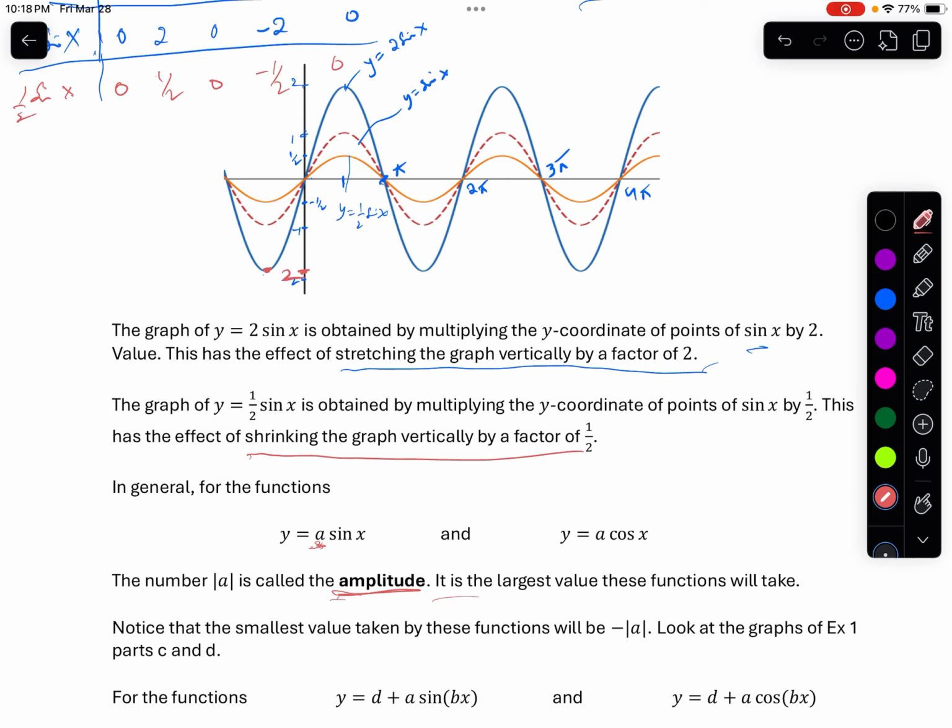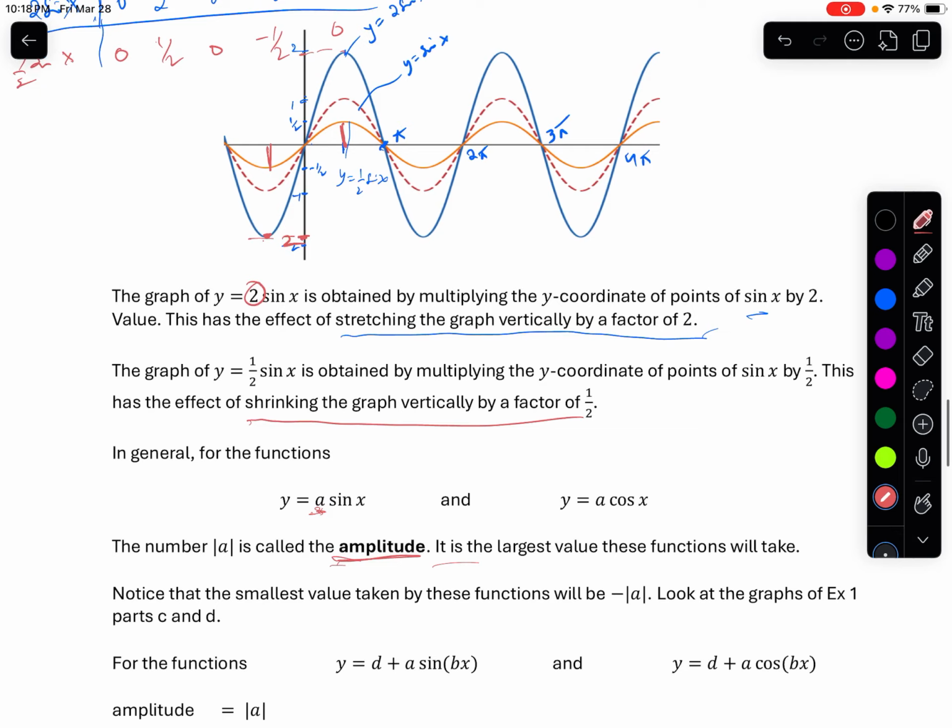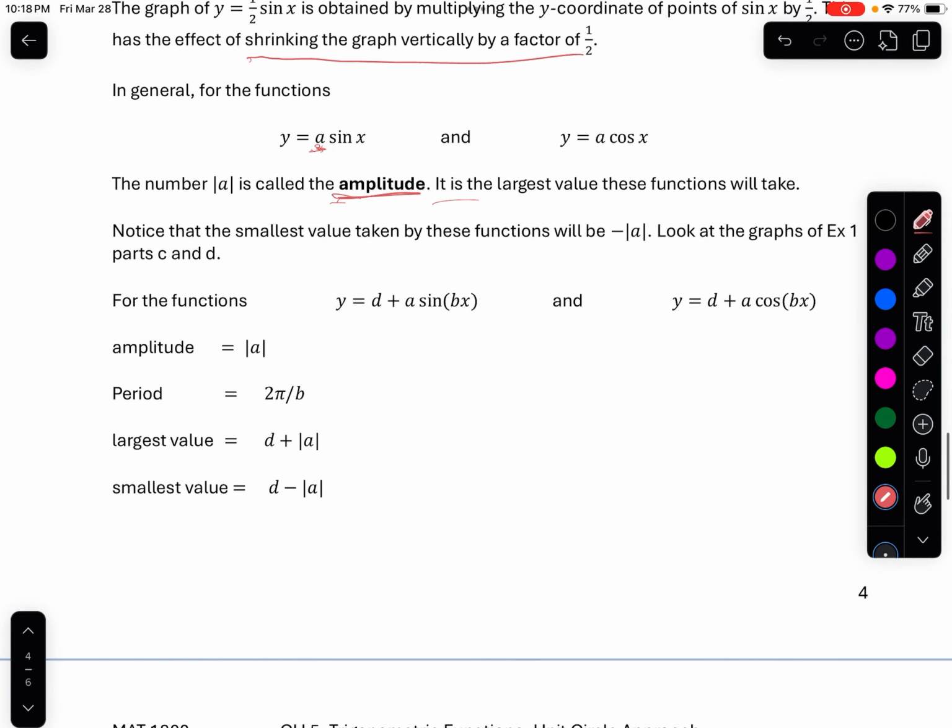So the smallest value is -2, the largest value is 2. And why? Because we're multiplying the function by 2. In the same way, for 1/2 times sine x, the largest value is 1/2, the smallest value is -1/2. Now in general, we will have something like this.